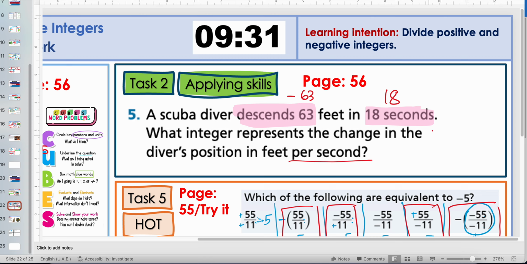Okay, so you just have to do negative 63 divided by 18. You can do long division if you want, or I know that 63 divided by 18 is going to give me 3.5. If you want, you can do long division as I told you. Let's do long division on the side, if you want to get the answer.